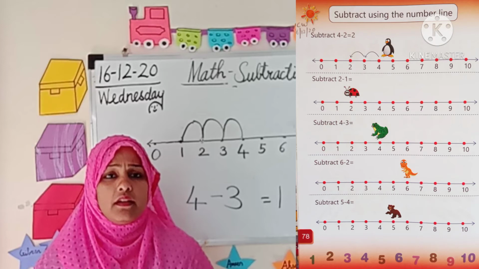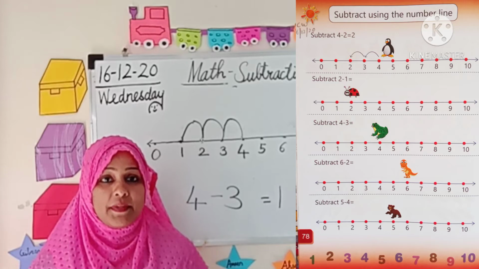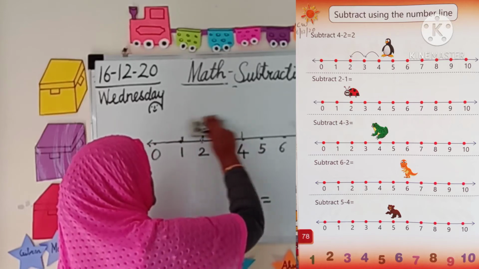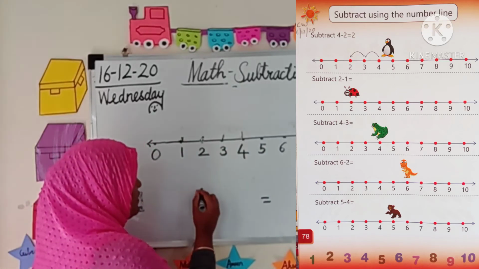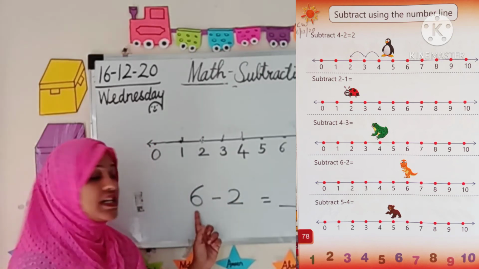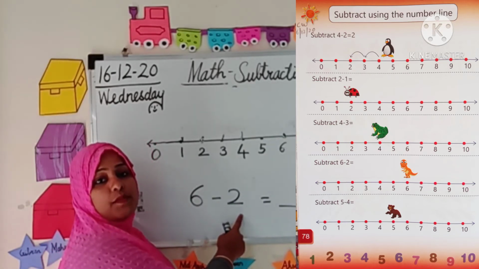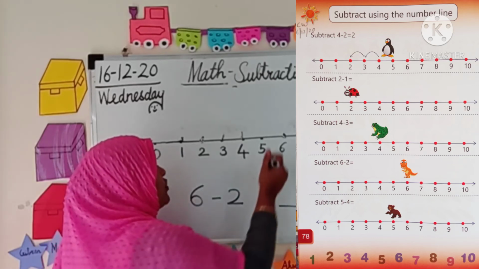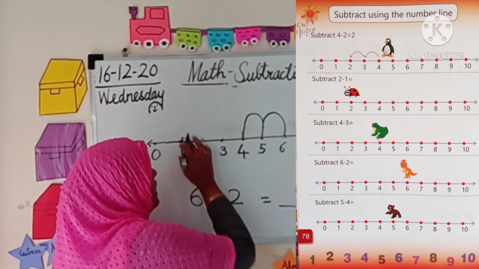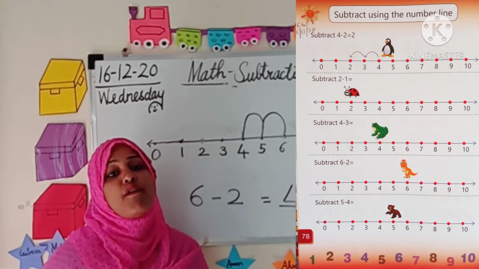I hope you're done with the first 3 sums. Let's move to the fourth sum, that is 6 minus 2. 6 minus 2 is equal to dash. Now what are we going to do? Which is the first number? Number 6. We are going to keep our pencil on number 6. And how many jumps are we going to take backwards? That's right, 2. So 6 minus 2. Take 2 jumps. 1, 2. So what is our answer over here? On which number did we come? 4. That's right. Please write number 4 over here.